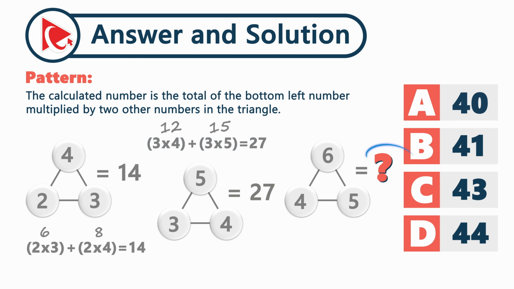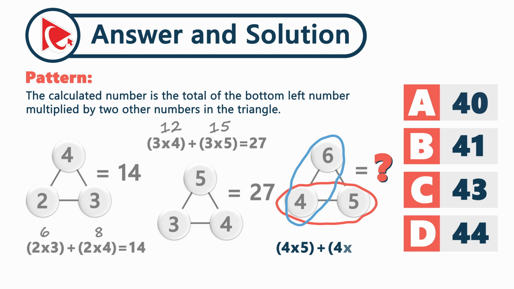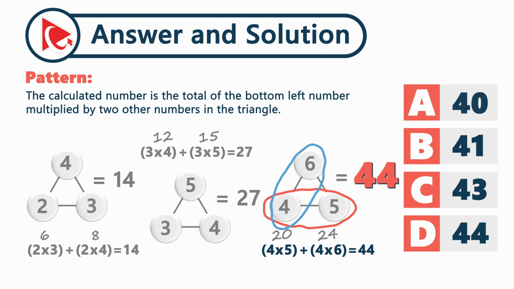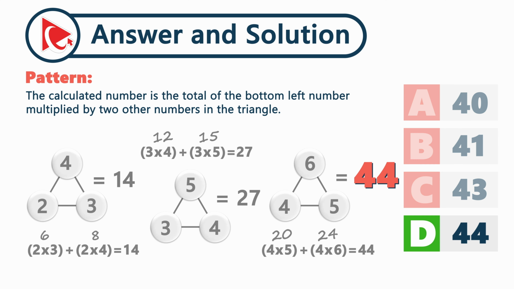And now, it's the magic time to calculate the missing number. 4 multiplied by 5 plus 4 multiplied by 6 equals 20 plus 24 and equals 44. So the correct answer here is choice D, 44. But wait, there is more.